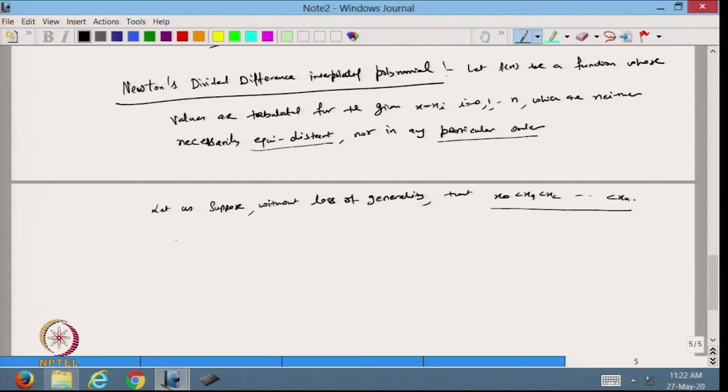Then suppose we have only two points. Case one, we have only two data points.